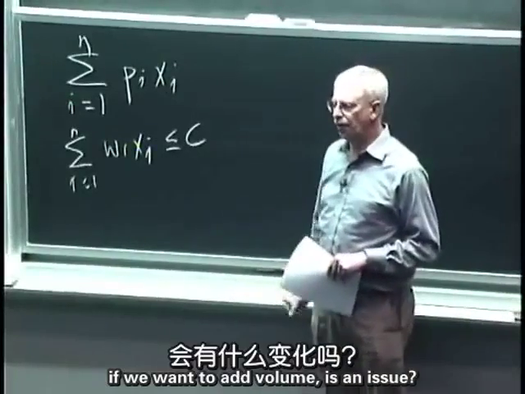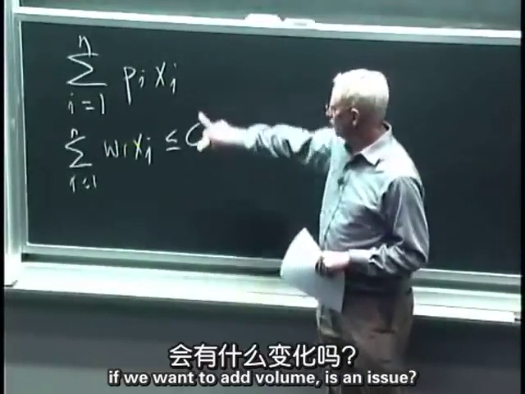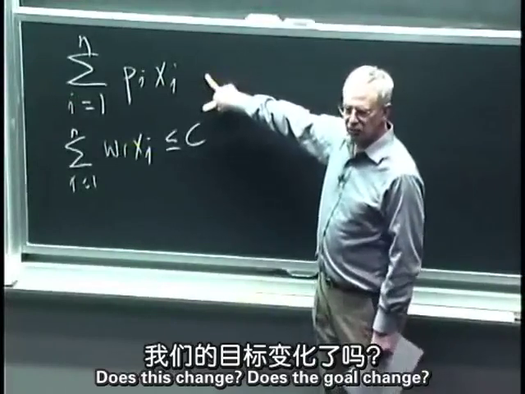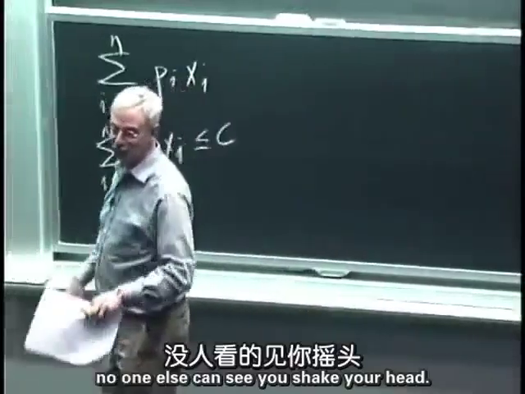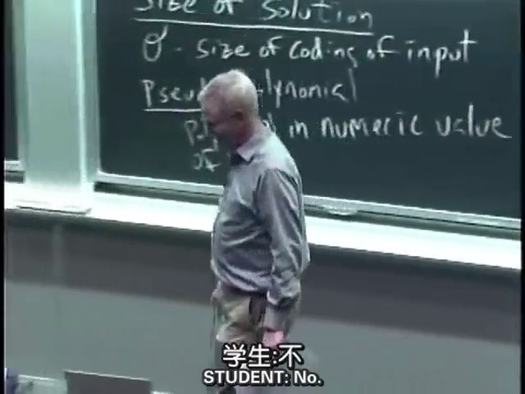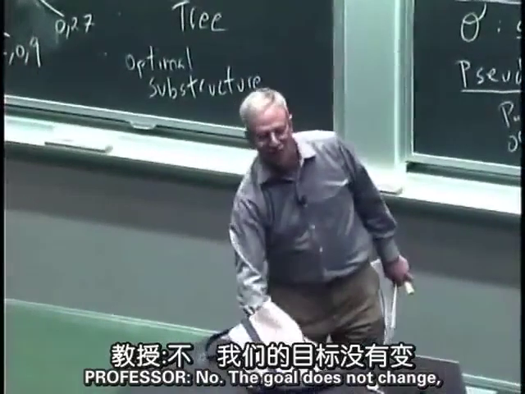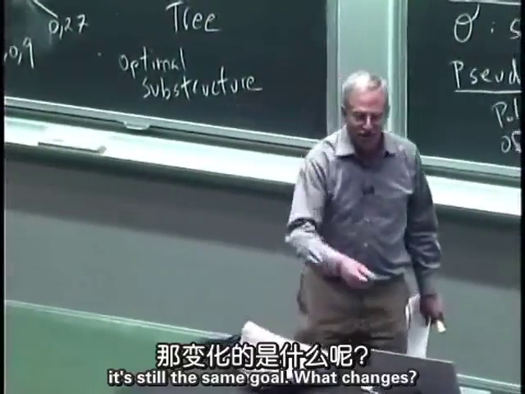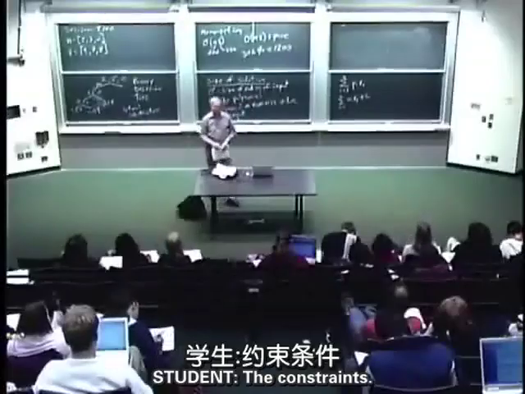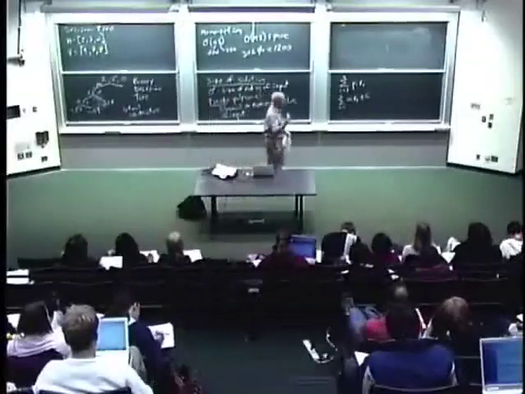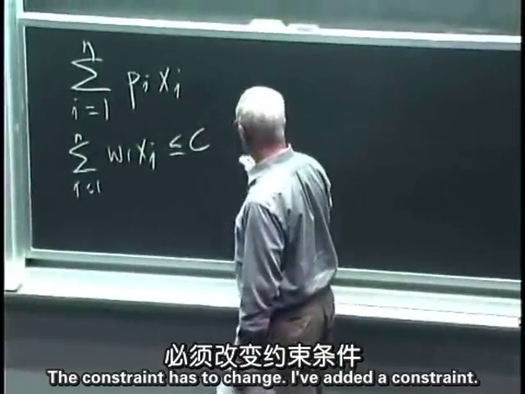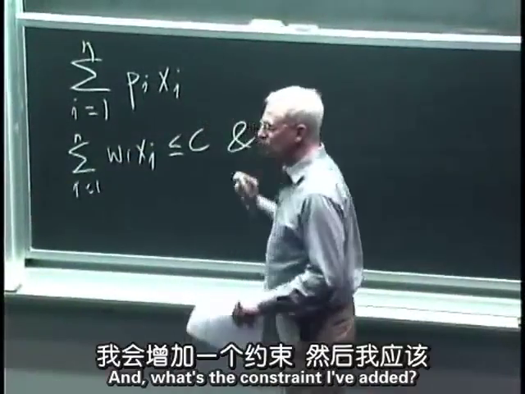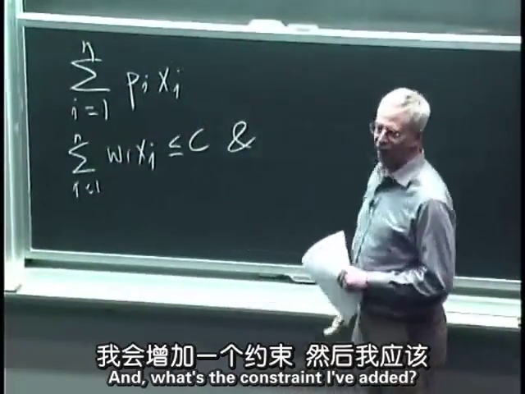What do we do if we want to add volume as an issue? Does this change? Does the goal change? You're answering. Answer it out. No one else can see you. Shake your head. No. The goal does not change. It's still the same goal. What changes? The constraint has to change. I've added a constraint. And what's the constraint I've added?